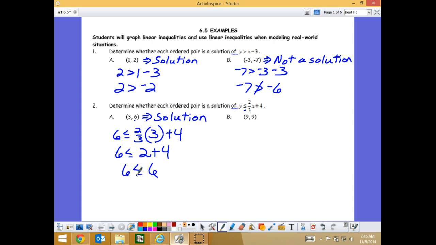That equal to changes things a little bit. If it were just is 6 less than 6, the answer is no. But because it's less than or equal to, that makes it a solution.